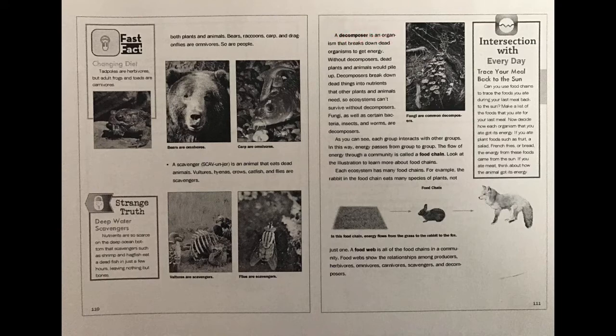A decomposer is an organism that breaks down dead organisms to get energy. Without decomposers, dead plants and animals would pile up. Decomposers break down dead things into nutrients that other plants and animals need, so ecosystems can't survive without decomposers. Fungi, as well as certain bacteria, insects, and worms are decomposers.